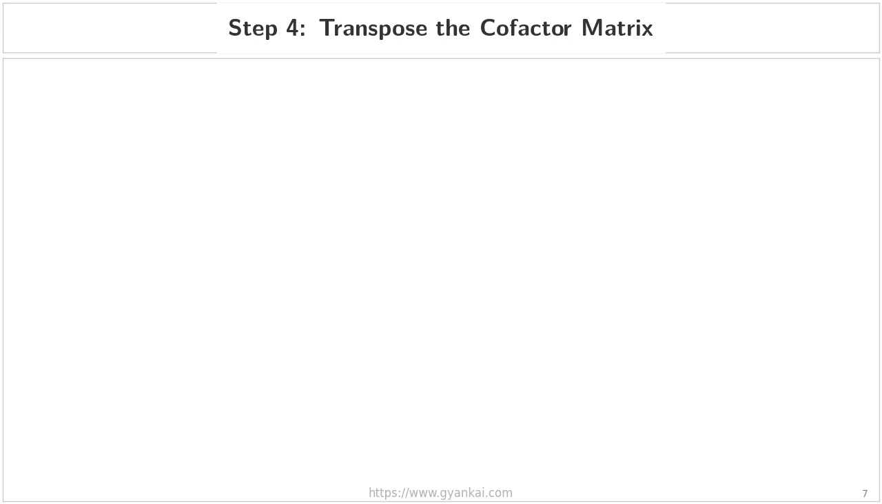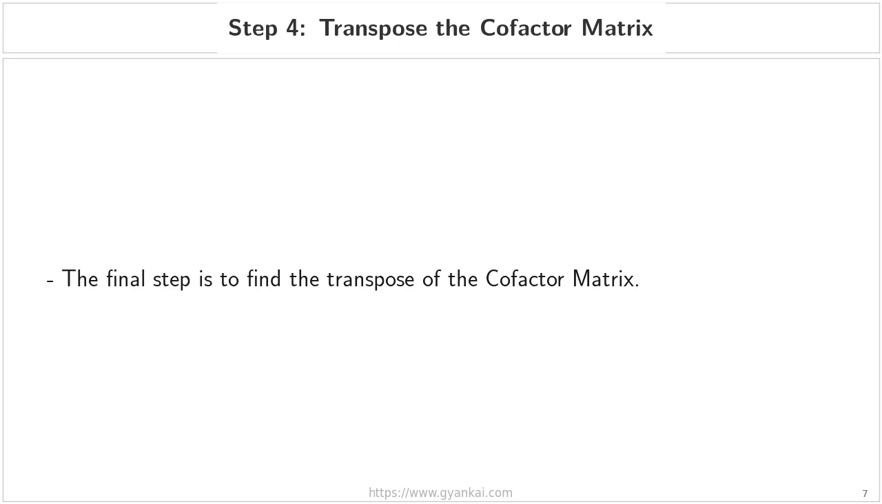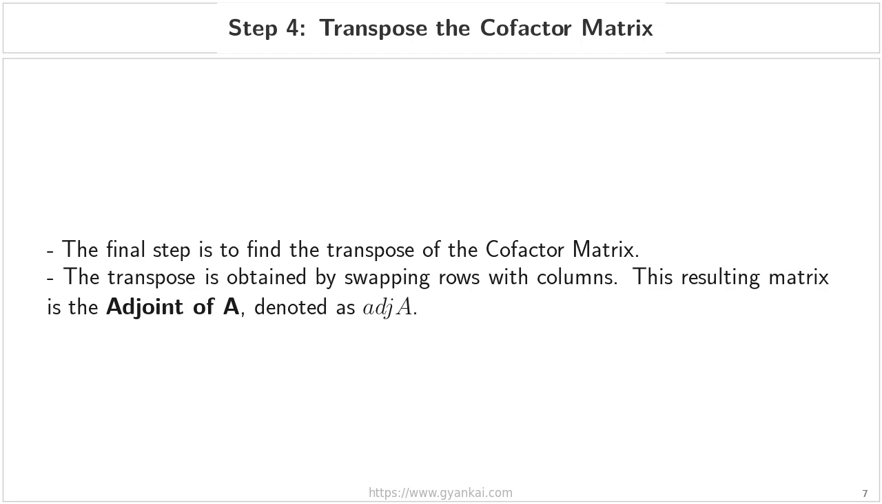Step 4. Transpose the cofactor matrix. Now that we have successfully constructed our cofactor matrix, we move on to the final step of the process. To find the adjoint, we need to find the transpose of that cofactor matrix we just built. As you might remember from our previous lessons on matrix operations, finding the transpose is quite straightforward. You simply obtain it by swapping the rows with the columns. In other words, the first row becomes the first column, the second row becomes the second column, and so on.